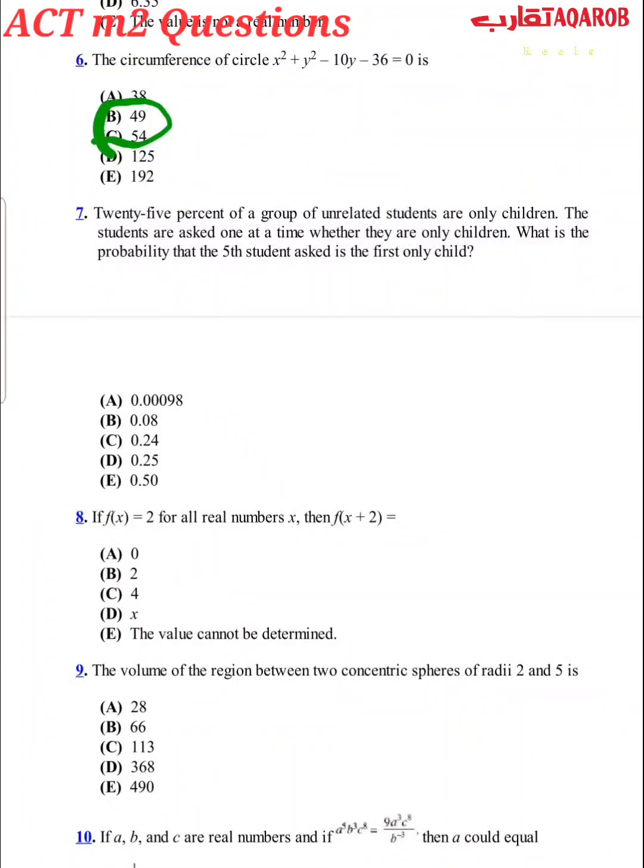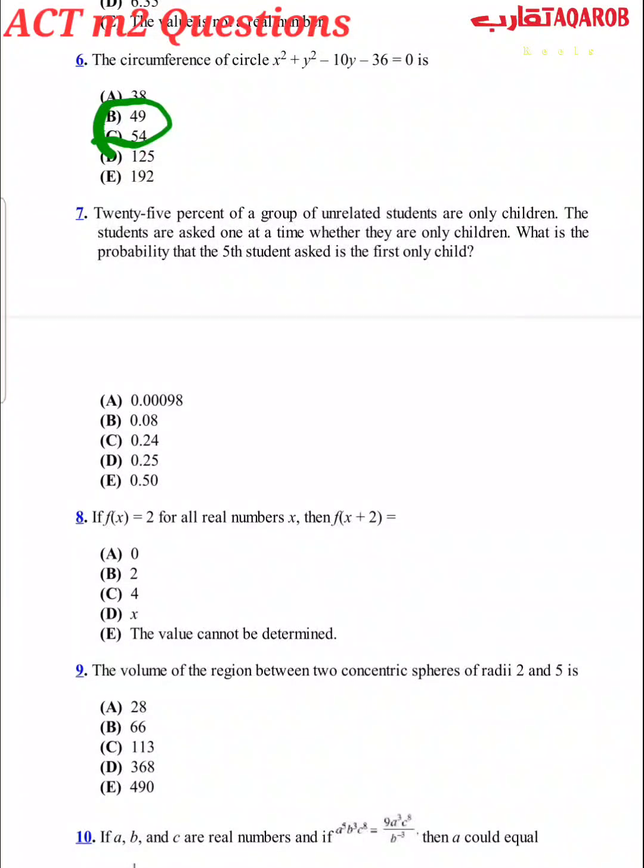Question 7. 25% of a group of unrelated students are only children. The students are asked one at a time whether they are only children. What's the probability that the fifth student asked is the first only child? Whether or not students in the group have siblings are independent events.